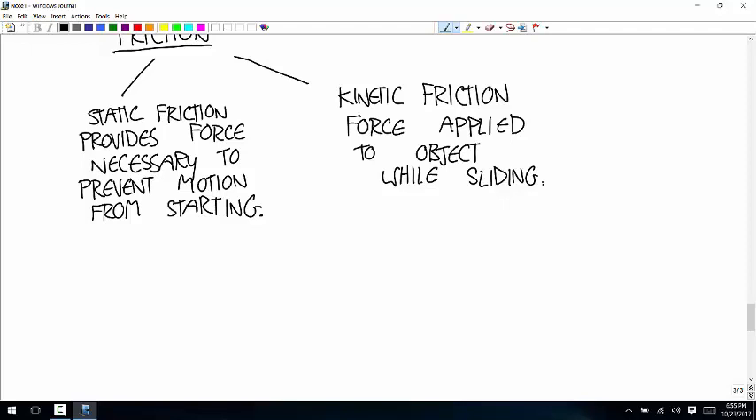There is a big similarity between these two types of friction in the way you calculate them. For static friction, the force of friction applied by static friction is whatever is required, up to a sort of threshold value that's equal to this constant. That's the Greek letter mu, but it's just a constant, mu sub s. So this is mu, the static coefficient of friction, times the normal force.